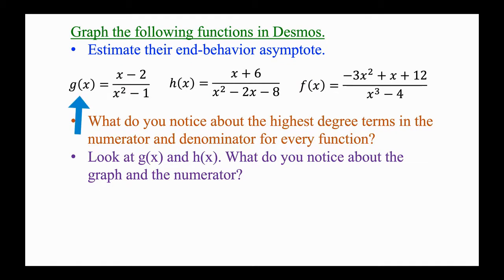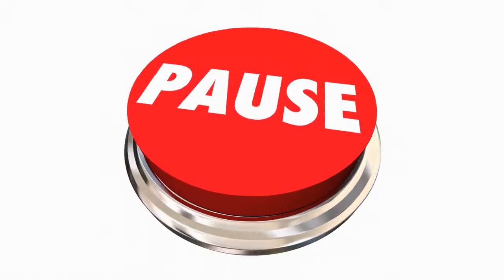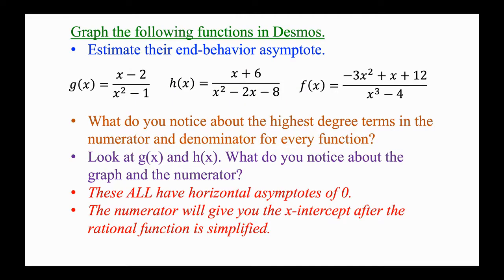So look at these three graphs. Take a moment, pop them into Desmos. What do you notice about how they look? But more importantly, what do you notice about the degrees in terms of the numerator and the denominator? Look at each one of them. What do you notice? Did you notice that they all have a horizontal asymptote of 0?